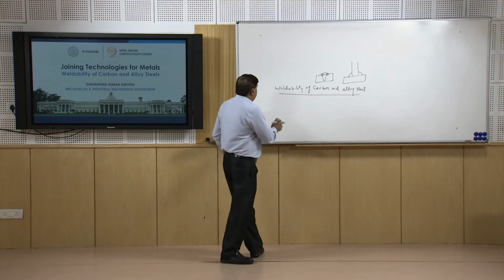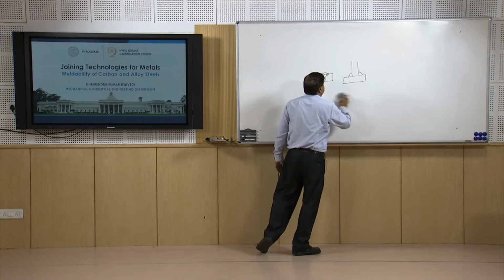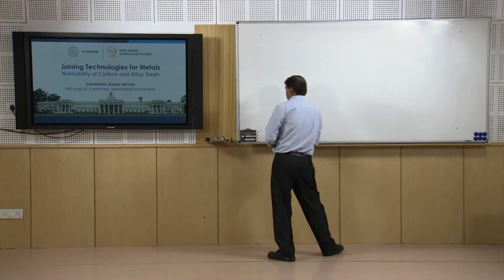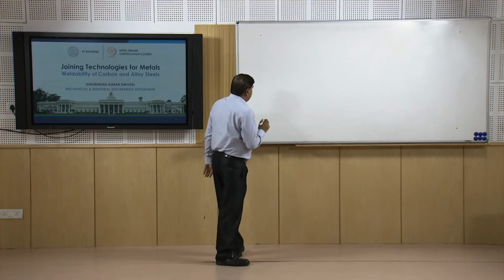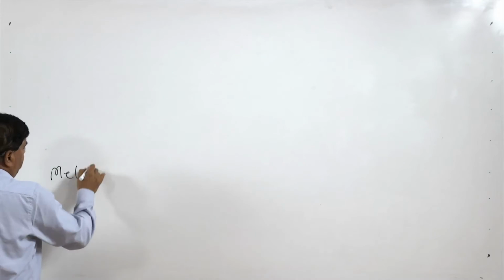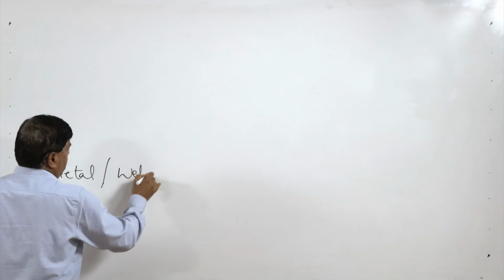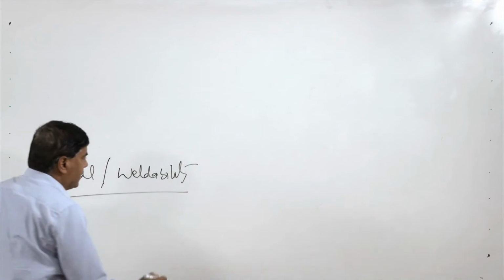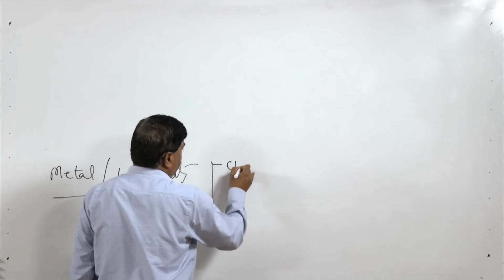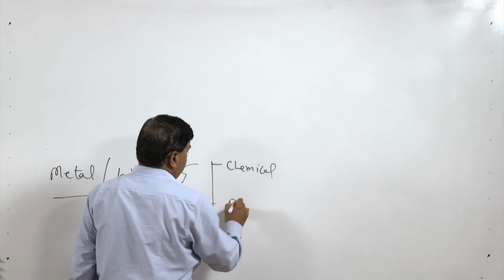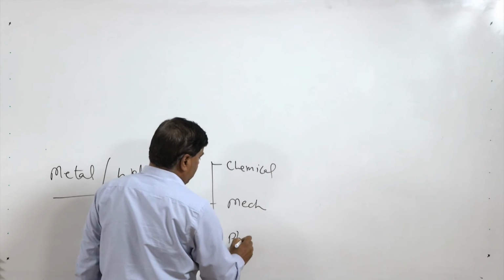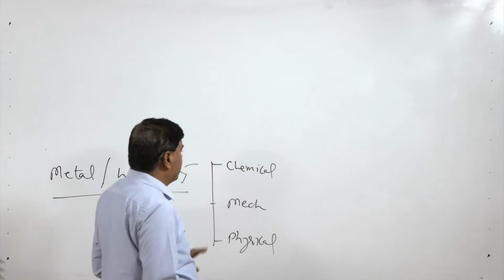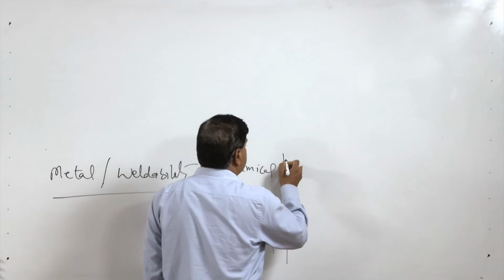So now the factors that determine the weldability as far as the metals are concerned. In general, how are metals and weldability related, that is what we will try to see. We know that there are certain characteristics of the metals, chemical, mechanical, and physical. These properties of the metals govern or affect the ease of welding significantly.